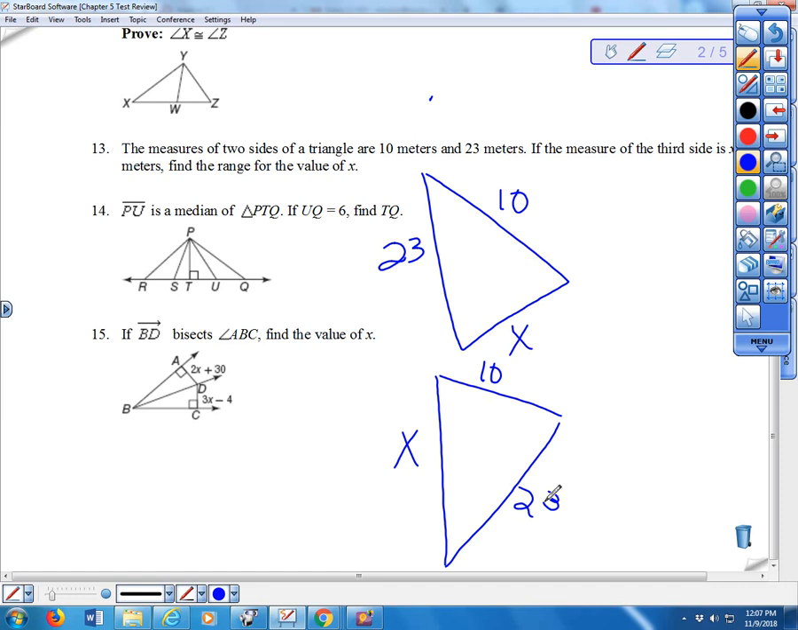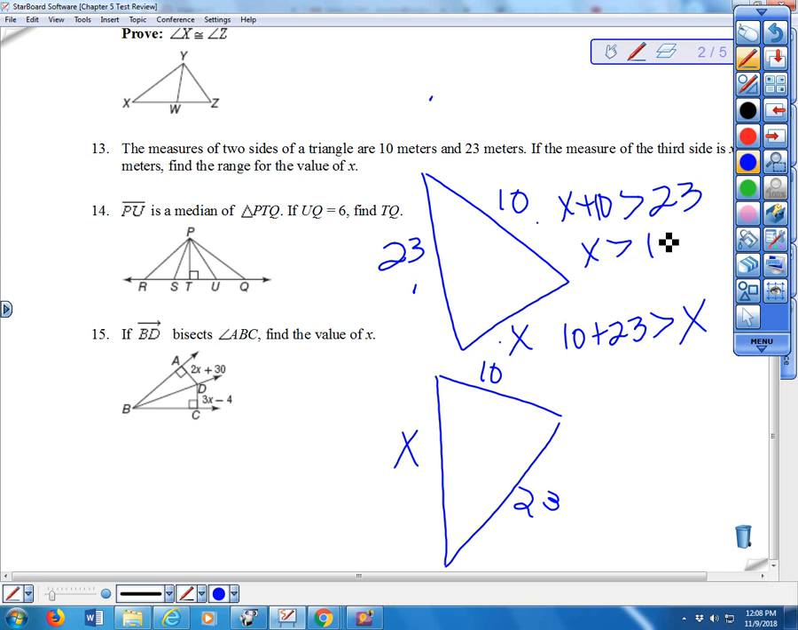If it's the shortest side, this side plus this side must be greater than this one. The two short sides must be greater than the longest. That's the triangle inequality theorem, I don't remember exactly which one it is, but the two sides have to be greater than the third. So I would say x plus 10 has to be greater than 23. And here, the two short sides are 10 and 23. 10 plus 23 has to be greater than the long side, which is what we don't know. Now I'm just going to solve for x.